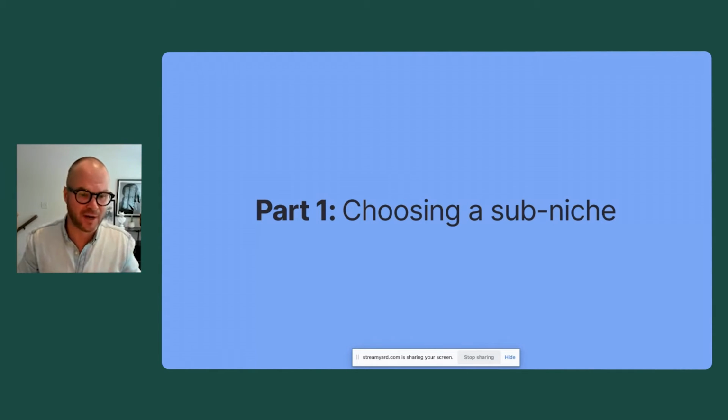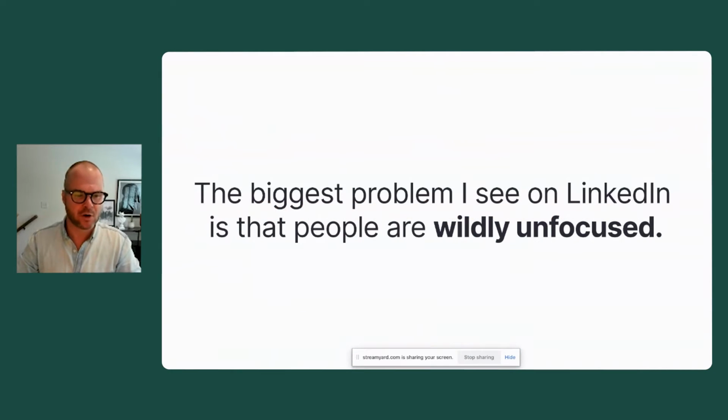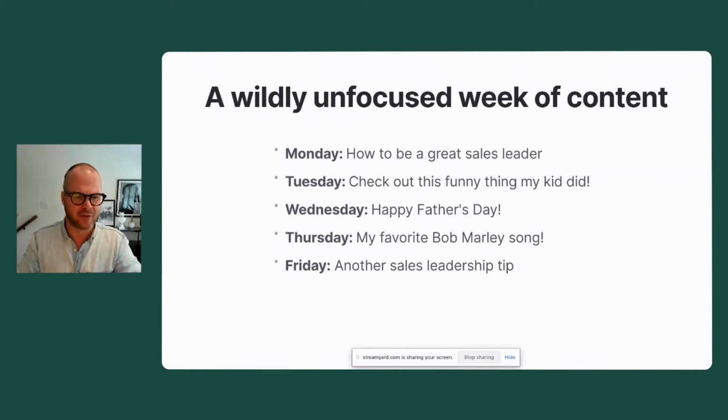This is so critical. I see so many people miss this. If you're a part of my private community called Audience and Income, we talk a lot about choosing a sub-niche. So when choosing a sub-niche, this is the biggest problem I see. People on LinkedIn are wildly unfocused. Here's an example of a week of content I might see from one person. Monday, they might talk about how to be a great sales leader. And then Tuesday, it's look at this funny thing my kid did. Wednesday, happy Father's Day. Thursday, here's my favorite Bob Marley song.